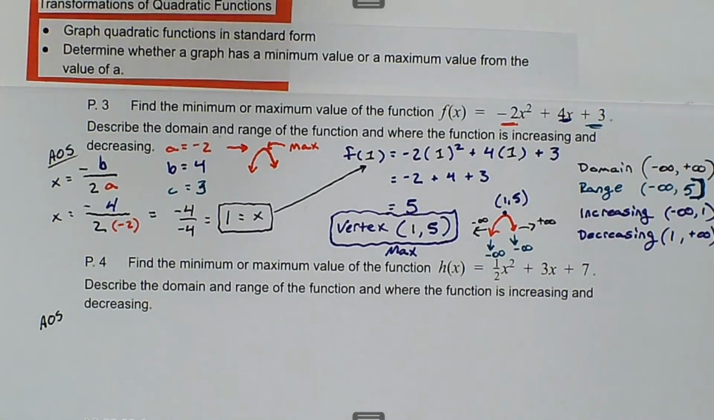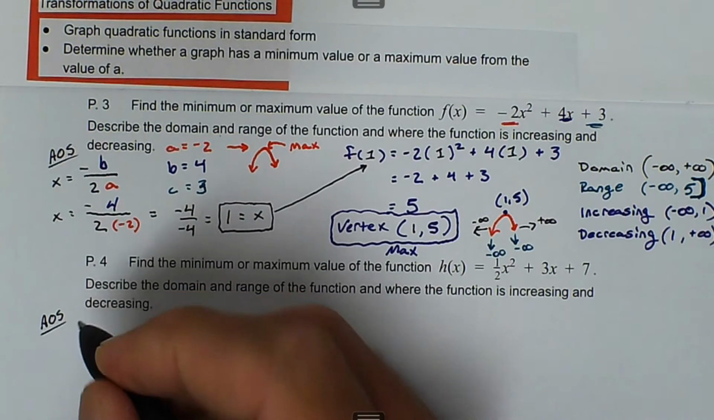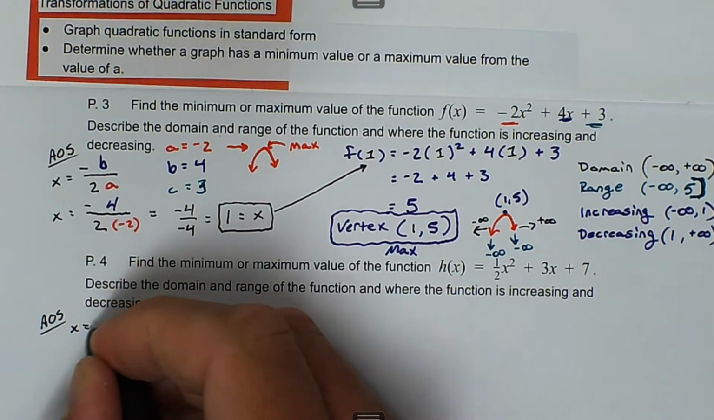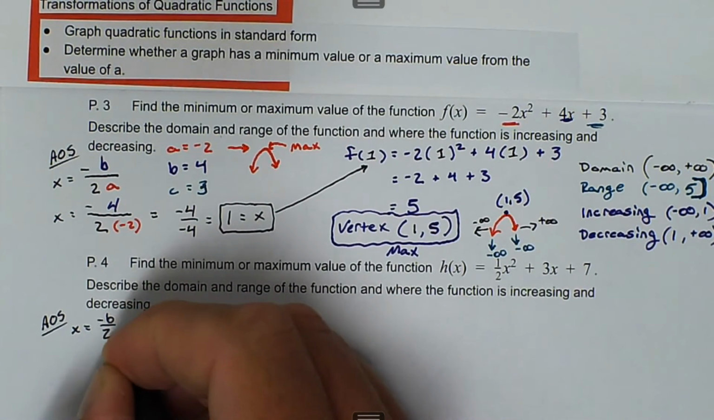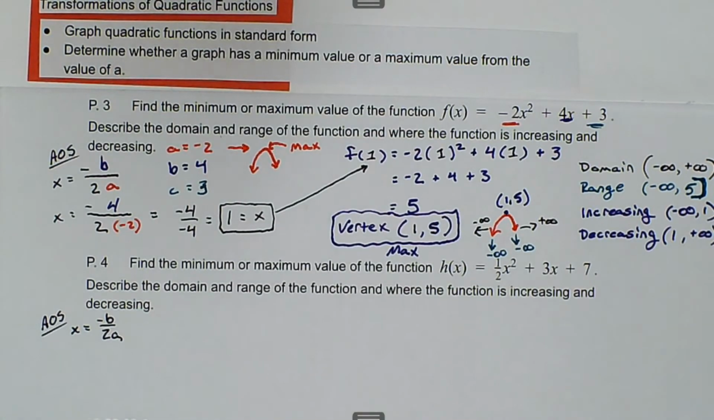If we look at example 4, it is a similar question. So find the minimum or maximum value, then describe the domain and range, and increasing and decreasing. It's the same steps. So we want to use our equation for the line of symmetry, or axis of symmetry, and that is x equals negative b over 2a.